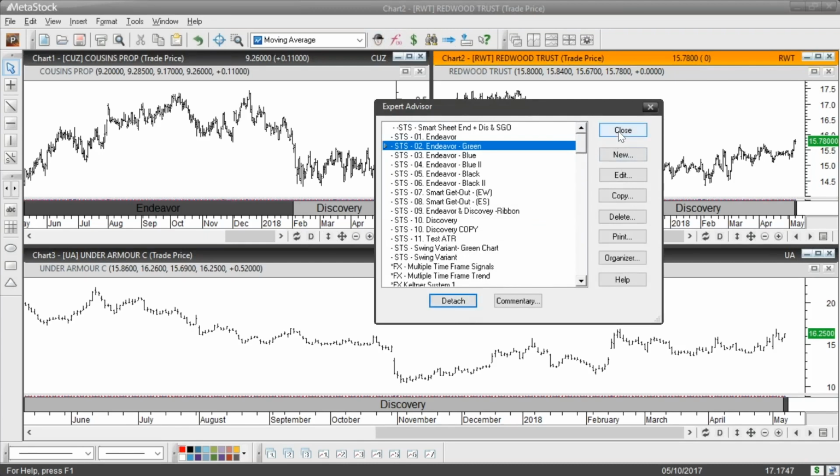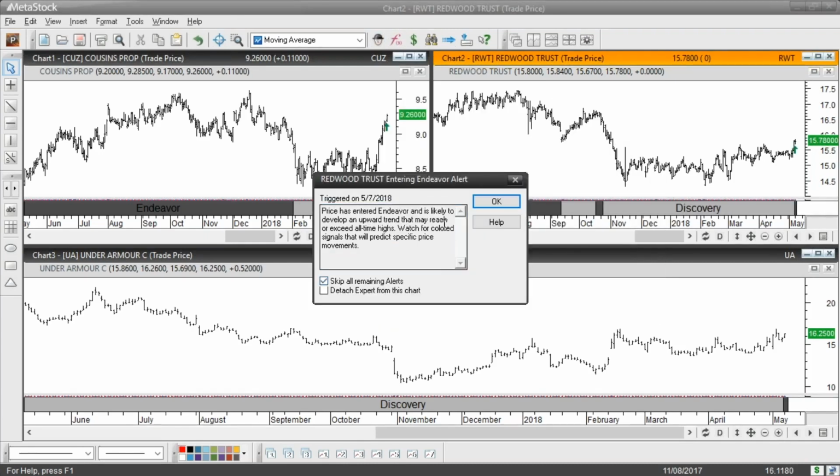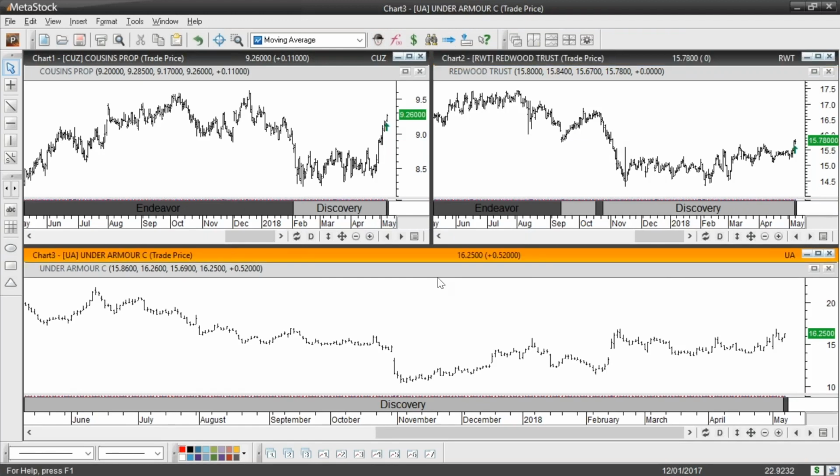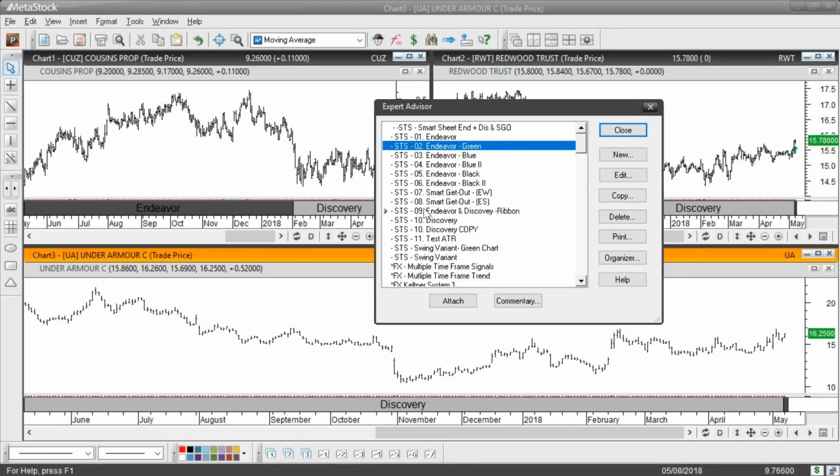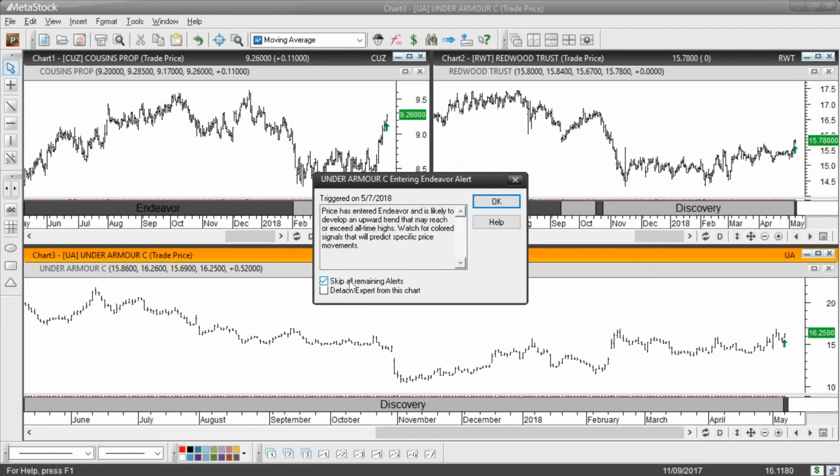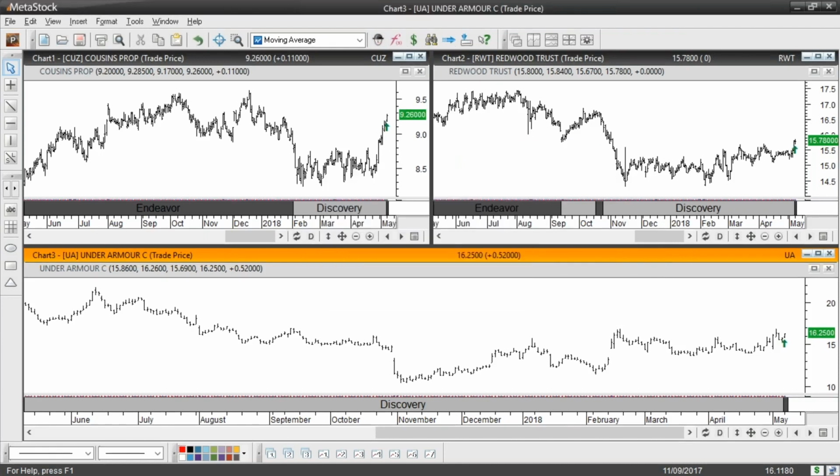I'm going to hit attach, close, and I'm going to skip the alerts for this because we already read them. I'm going to do the same thing for UA. I'm going to apply my green, but I'm going to skip all the alerts because it's just going to tell me the same thing. Okay, now let's go through these guys one at a time.